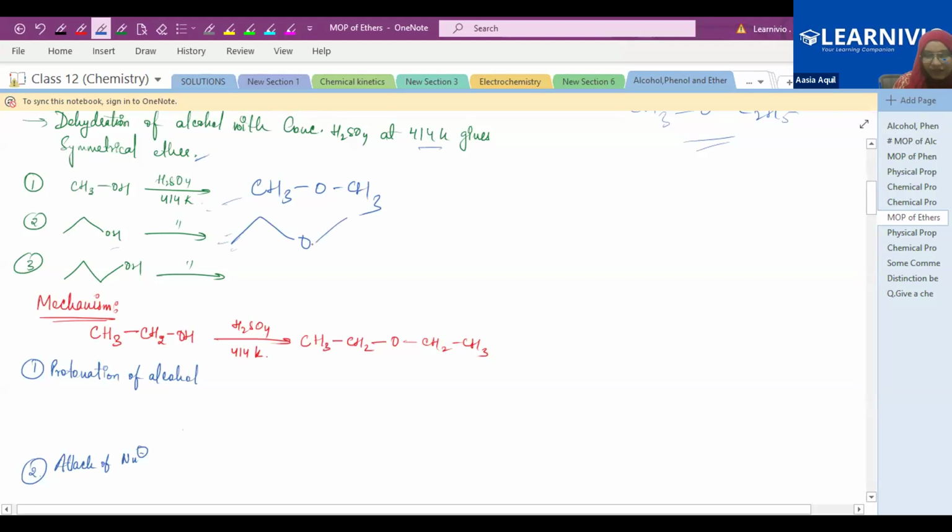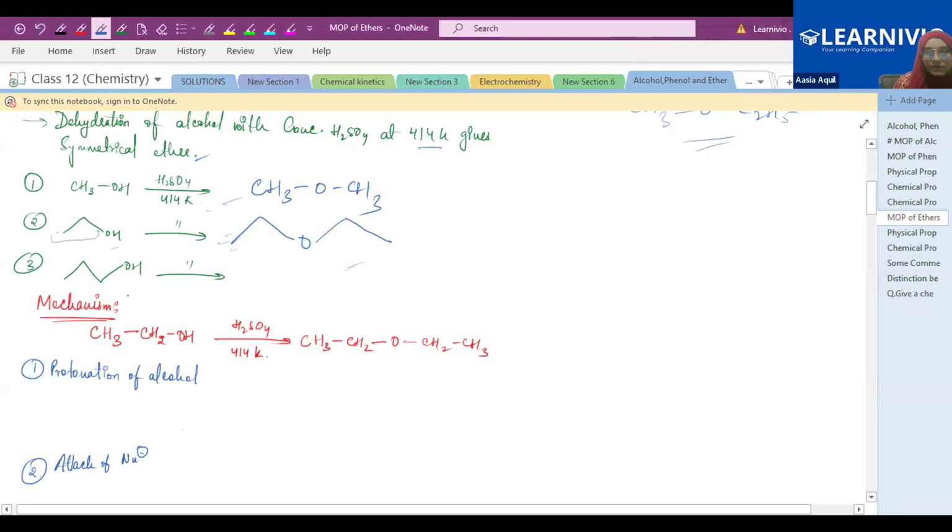Are you sure? I just told you it will give the symmetrical type of ether. So see, this is the OH group, and here there is the CH3CH2 group. So on the right side of the ether, you will attach the same group. So you will attach CH3CH2, this thing, CH2CH3. Right? So you will get a symmetrical type of ether. It's very easy.